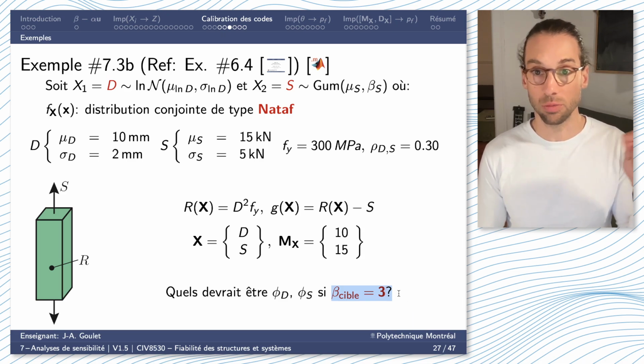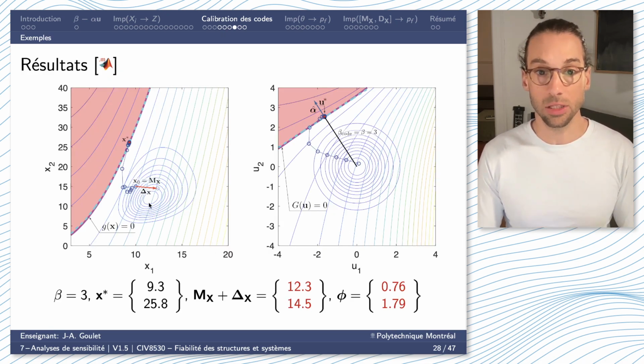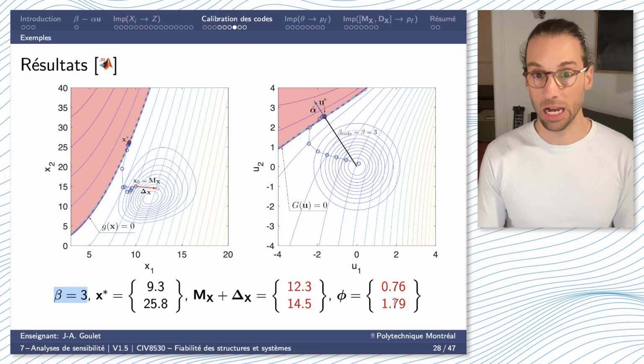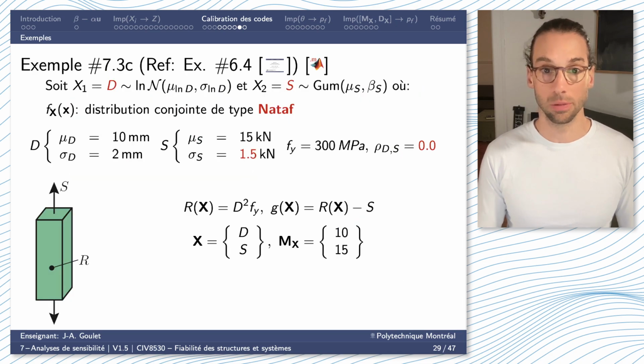We need to use that correction procedure in the IHLRF algorithm to move away our mean. In that case, the original mean was here at x0, and gradually through the IHLRF algorithm, I move it away to this point. Now I'm going to satisfy my problem of having a beta equal 3, and this is my new x star. So my mean plus the correction I've applied, delta x, is this new corrected mean. And now my coefficients are 0.76 and 1.79. These are the coefficients I would apply on both my dimension and solicitation.